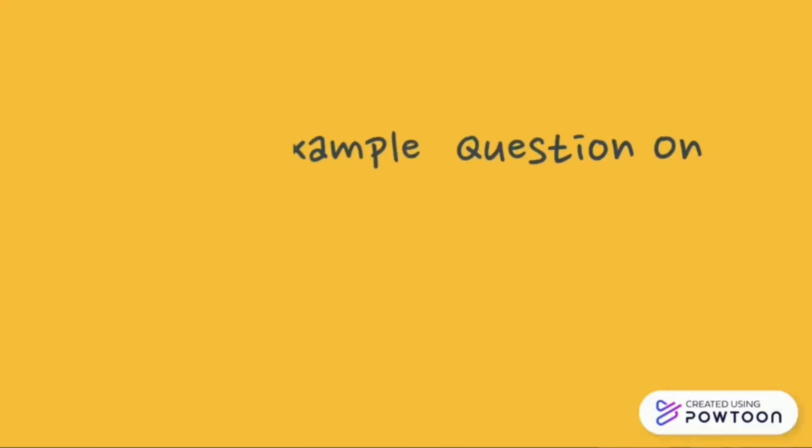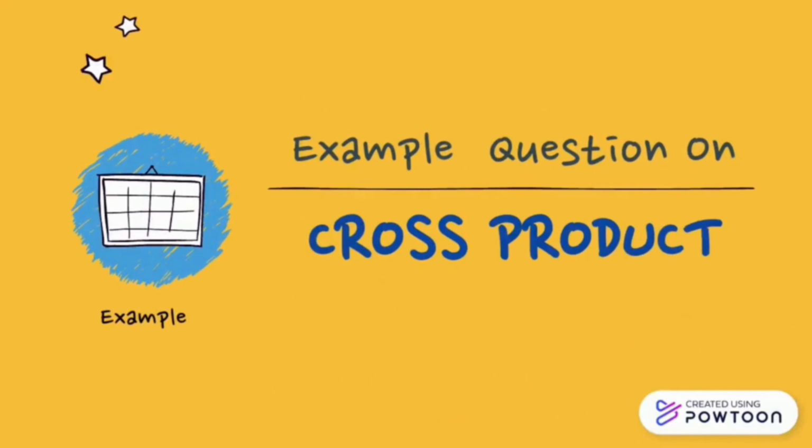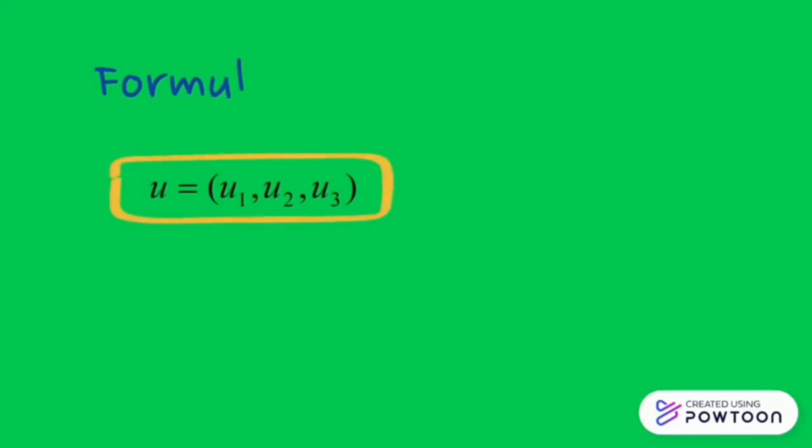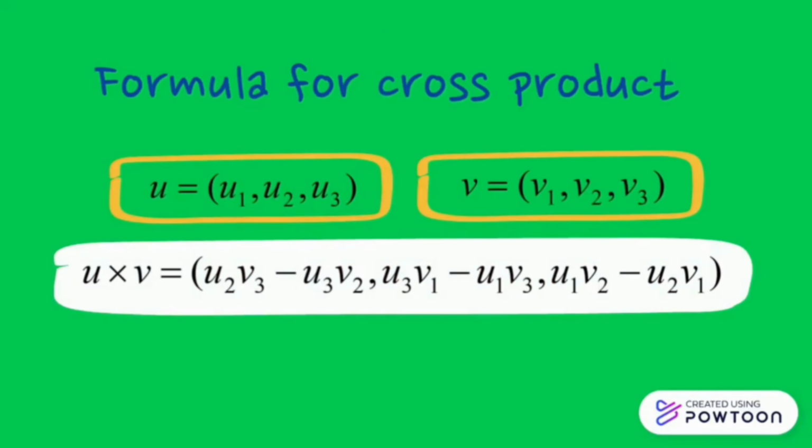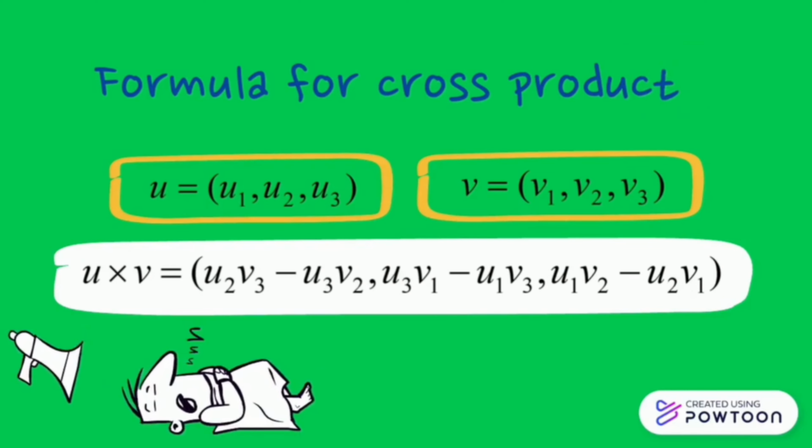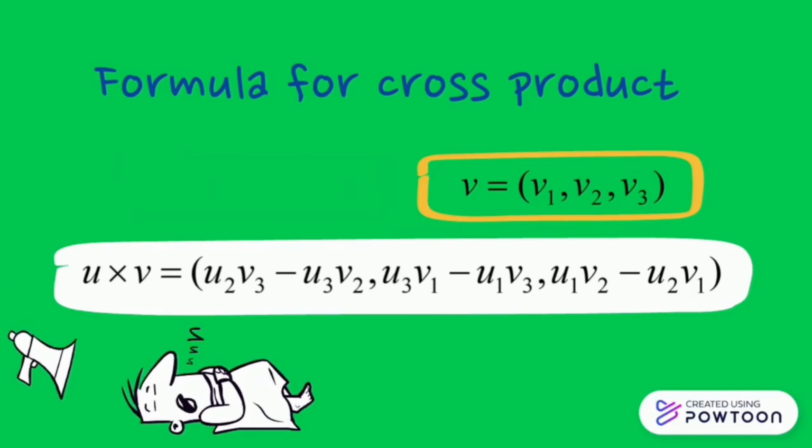Now, I would like to share some example questions on cross product. Let's take a look into that. Before that, I want to show you the formula to find the cross product. As we all know, the cross product only occurs in 3 space vectors. And here is the formula to find the cross product.